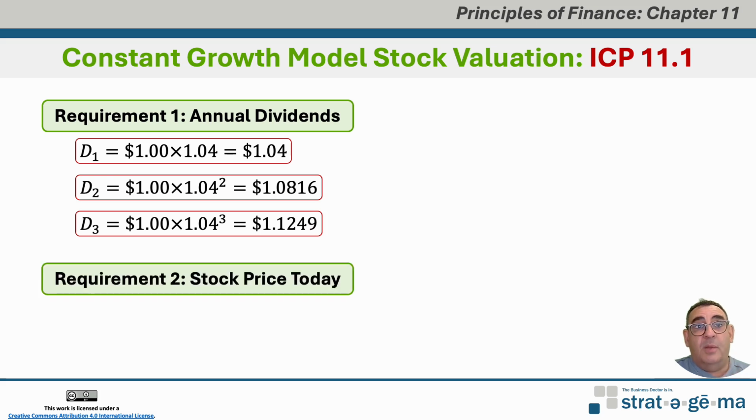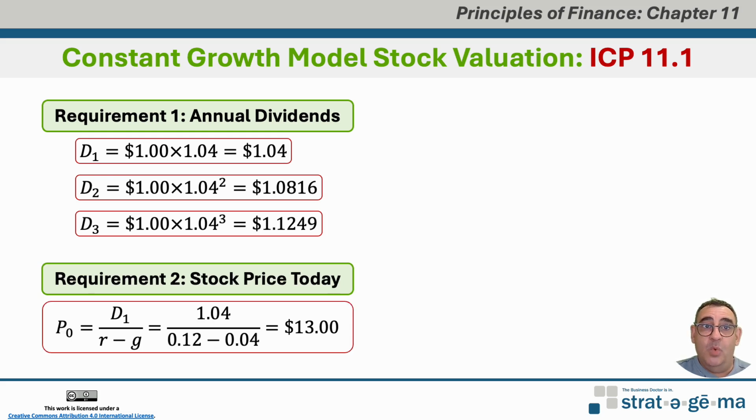If we want to know what the stock price is today, we just use our constant growth model. P0 is equal to D1 divided by R minus G. So $1.04 divided by 12% minus 4% gives us a $13 stock price. Notice that we don't need to know what the other dividends are. We calculated D2 and D3 because we were asked, but we only need D1 to use in the model because the growth rate is constant.